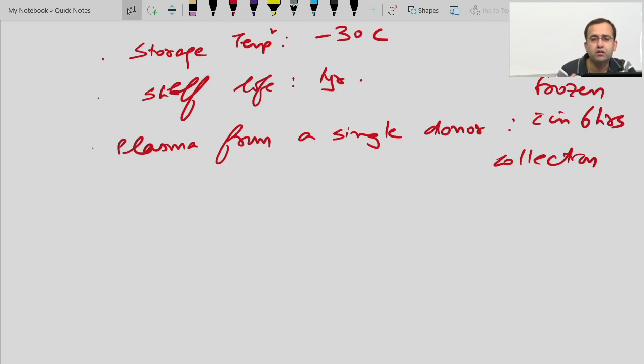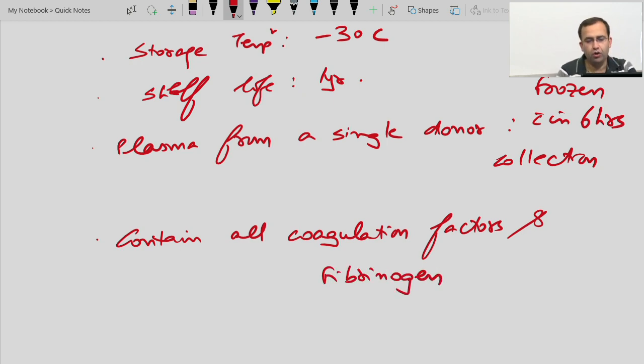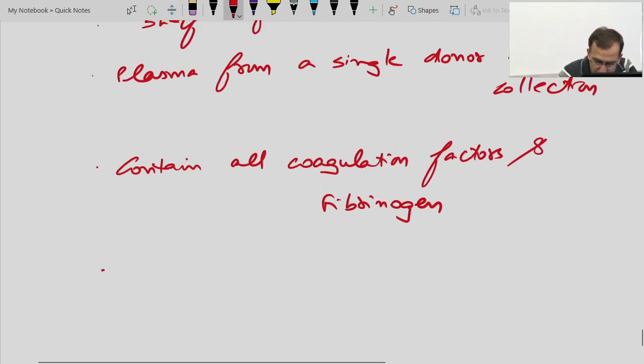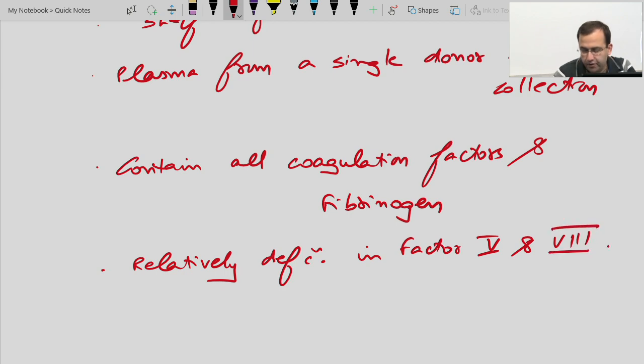Next point, what is it rich in? FFPs, fresh frozen plasma, they contain all coagulation factors and fibrinogen. But they are relatively deficient in factor 5 and 8. This needs to be remembered. They are relatively deficient in factor 5 and 8.